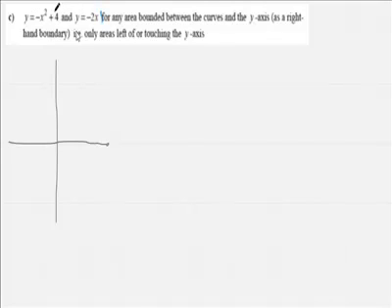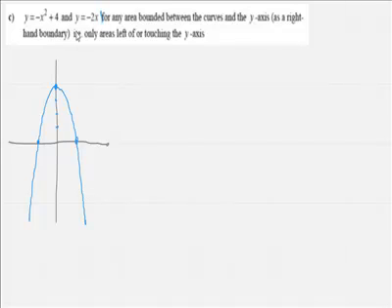Y equals minus x squared plus 4 is a parabola, which opens down and has its y-intercept at 4. So 1, 2, 3, 4. If you factor this, you'll get 2 minus x and 2 plus x, so the x-intercepts are at negative 2 and 2. That gives us a good idea of the proportions. And so it is parabolic and is shaped something like that.